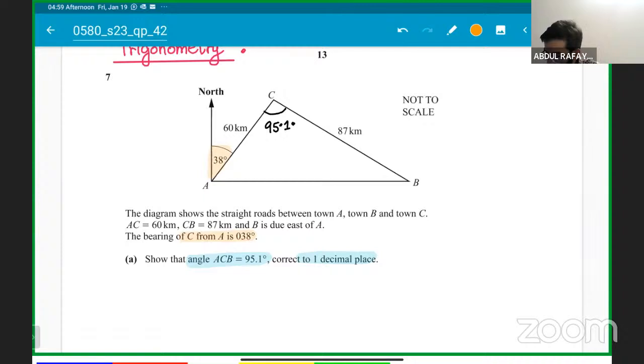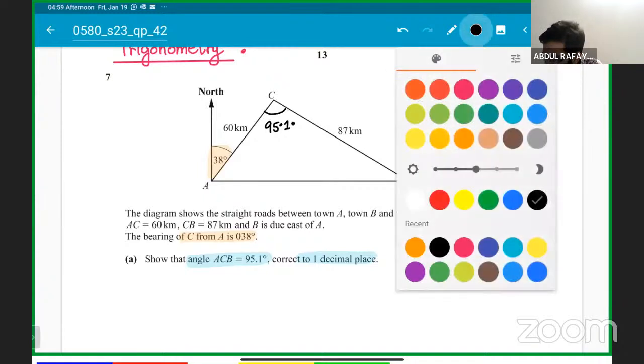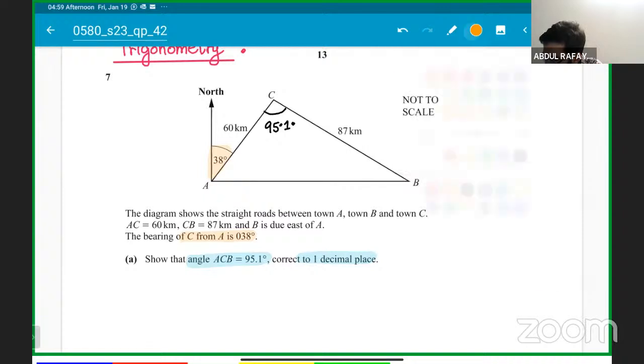Angle BAC is 38 degrees, and the lengths are given as 60 kilometers and 87 kilometers. Everyone getting it? We have been given the lengths 60 kilometers and 87 kilometers. Students need to understand this, because they're already mentioning it. Let's read the question. The diagram shows the straight roads between town A, town B, and town C.